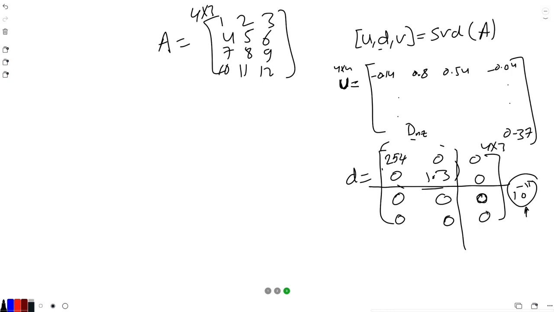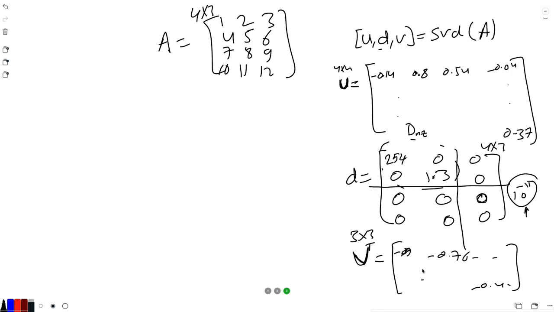Okay, and finally we have the V matrix, which is 3 by 3, the orthonormal matrix. It was, of course, V transpose, this one: minus 0.5 and minus 0.76, and so on, and here we have minus 0.4 something. So now we have a 3 by 3 matrix.